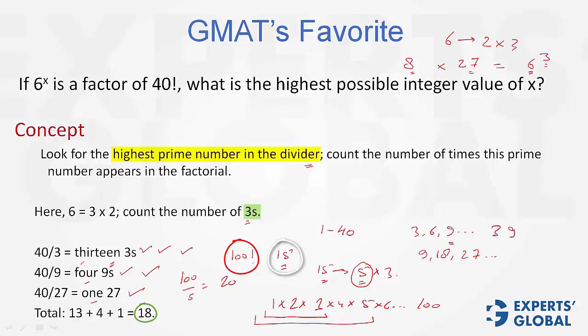And then, rather than finding 100 divided by 5 to the power of 2, or 100 divided by 25, we can simply find 20 divided by 5, which is 4. This can be no longer divided by 5. So the answer is 20 plus 4, 24. That's how you can do it really quickly.